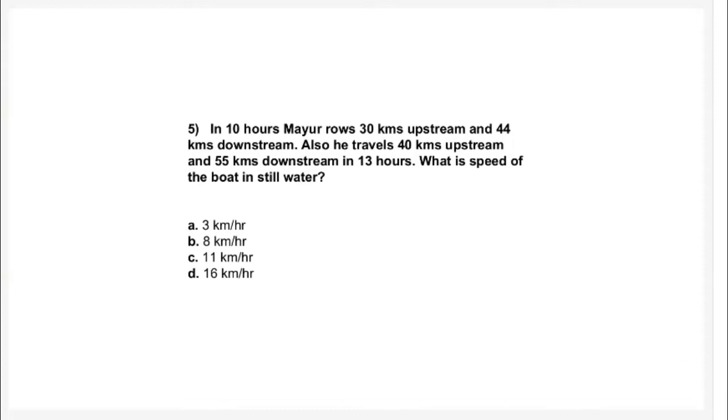In 10 hours, Mayur rows 30 kilometer upstream and 44 kilometer downstream. Upstream, that is B minus C. Downstream is B plus C. Speed, distance upon speed, time.